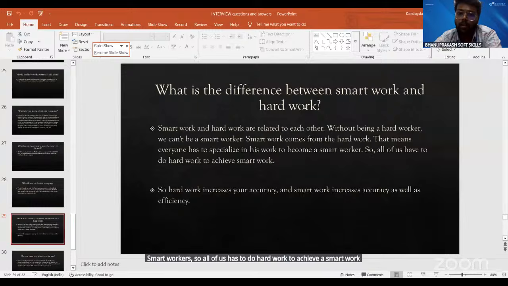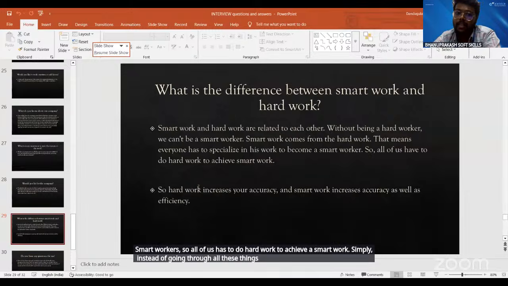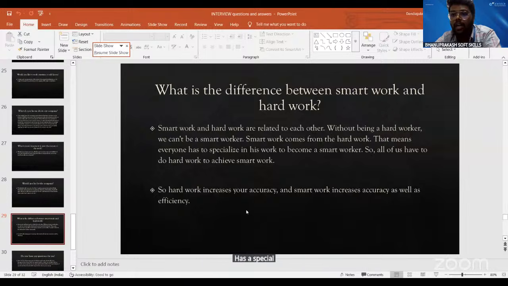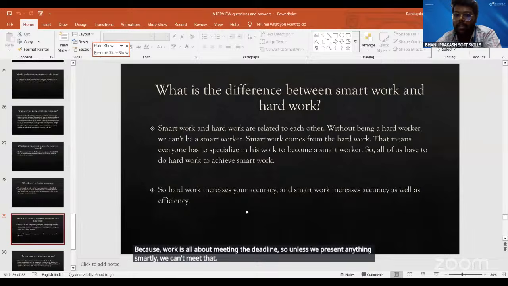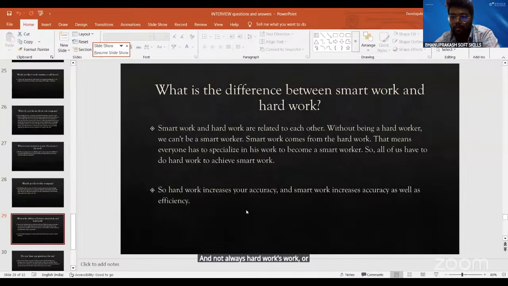Simply, instead of going through all these things, you can use this line: hard work increases accuracy, smart work increases accuracy as well as efficiency. Smart work has a special advantage compared to hard work because work is all about meeting the deadline. So unless we present anything smartly, we can't meet that. And not always hard work works, or not always smart work works.